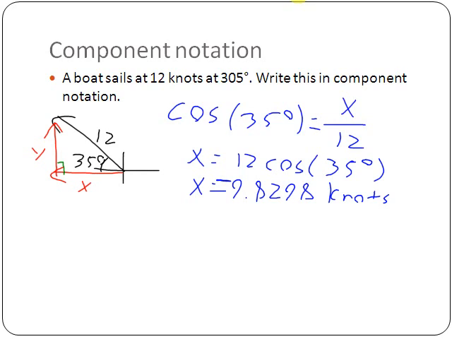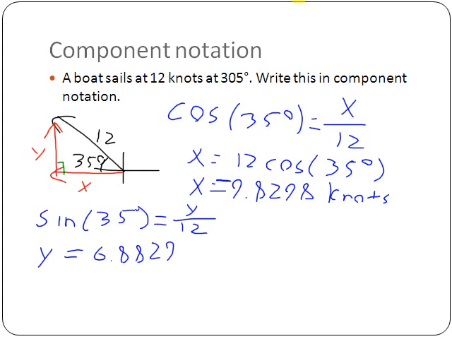Our second one here is going to be y, and so y is the opposite. Opposite over hypotenuse is sine. So we say sine of 35 degrees is equal to y over 12. And so once again, putting it into the calculator, we'd say 12 times sine of 35 will give us our answer for y, our y component. So the y component is 6.8829 knots.